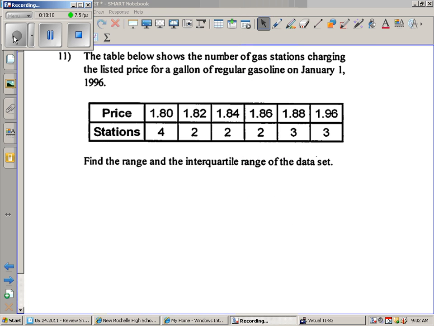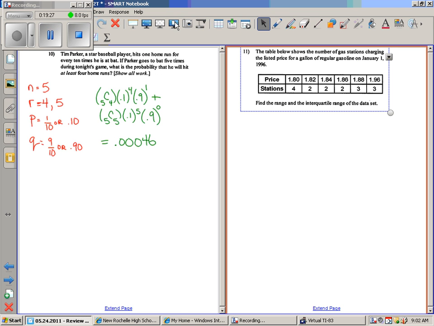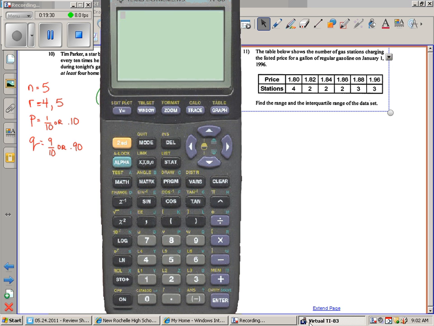So let's talk, find the range, find the interquartile range. This is a statistics question. You enter it into your calculator. Let me just go dual screen so I can use my calculator at the same time. Stat, edit, enter the price in 1.8, 1.82, 1.84, 1.86, 1.88, 1.96. Then we got 4, 2, 2, 2, 3, 3.